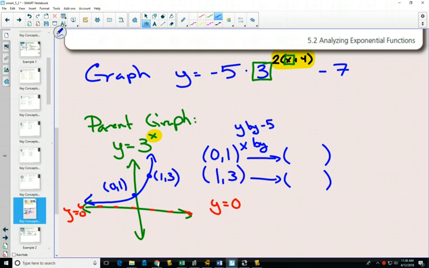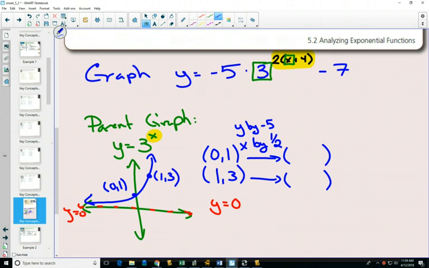Do you remember? How do we do horizontal stretches and compressions? Would you multiply x by 2? No. Everything that was horizontal was kind of the opposite, right? So instead of multiplying x by 2, we multiplied it by a half.